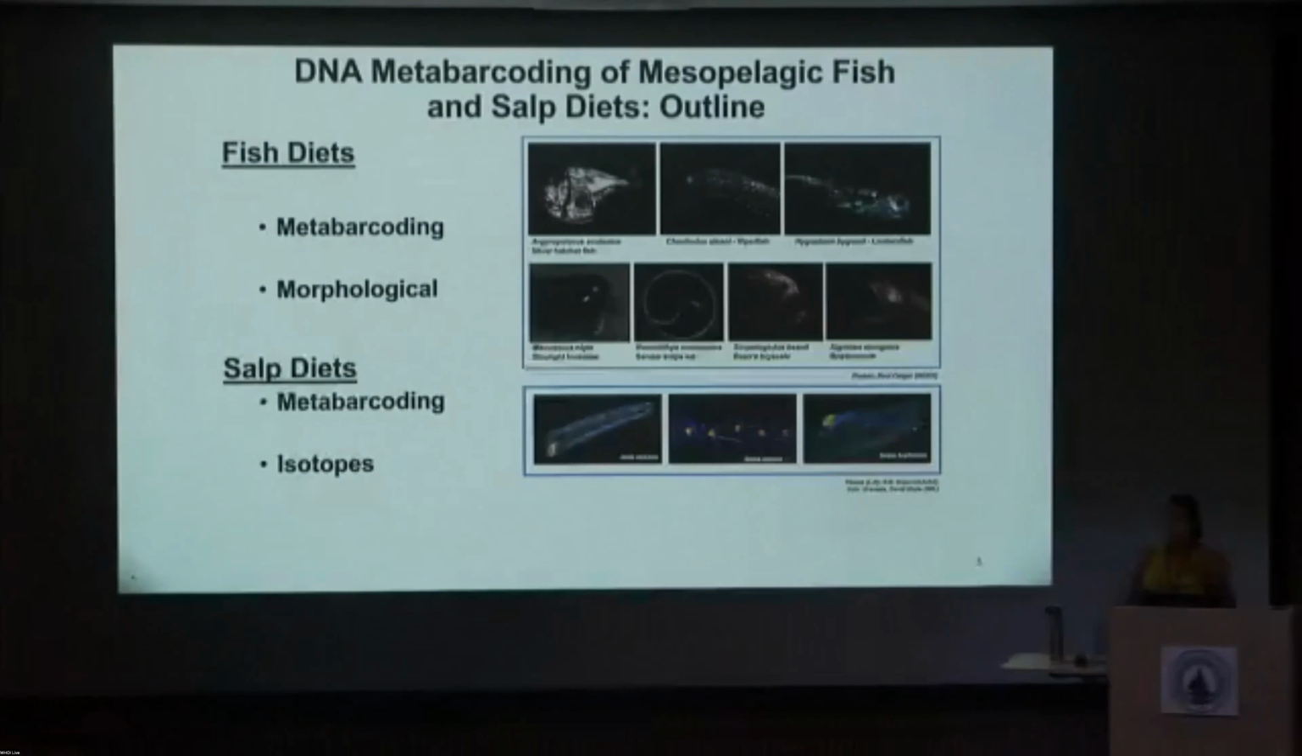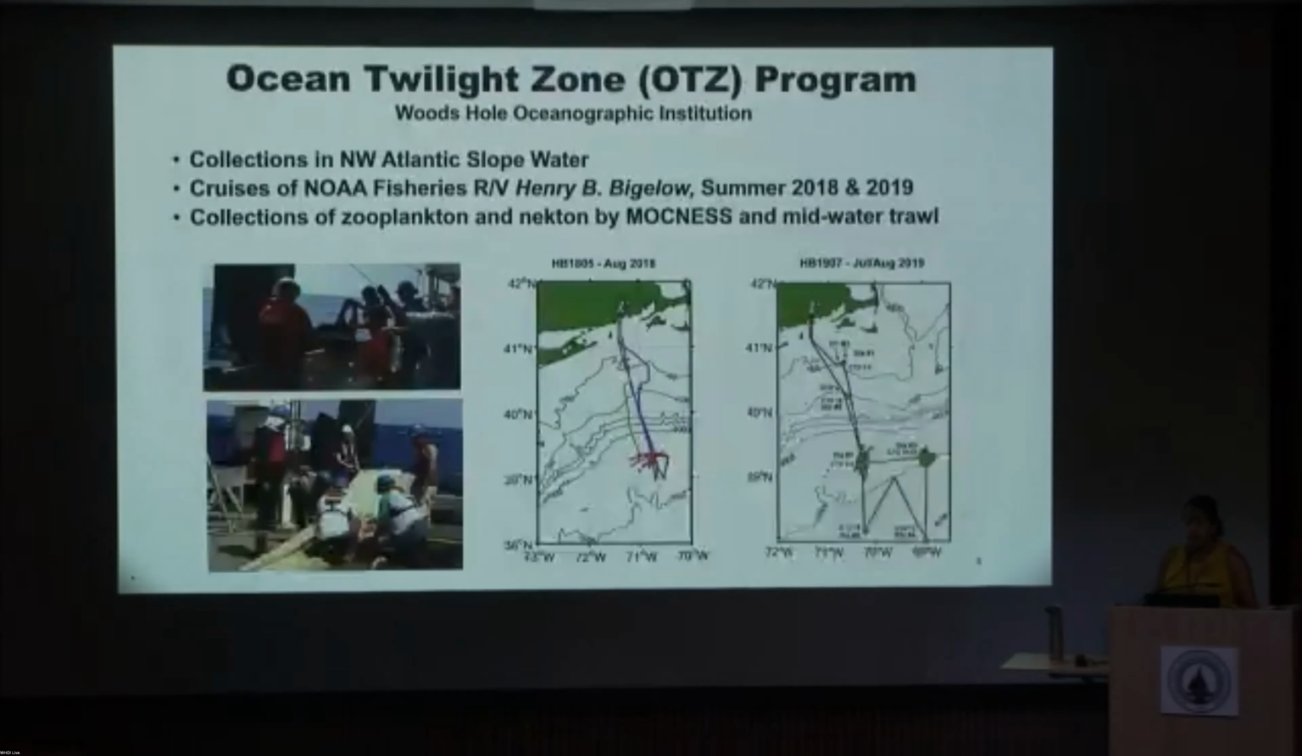So as I mentioned, my talk will be divided into two organisms, the mesopelagic fish diets, where I'll be comparing metabarcoding results and morphological results. And for the salp diets, I'll be showing some metabarcoding results for 3 salp species and some isotopes results as well. So both fish and salps were collected in the Northwest Atlantic slope water.